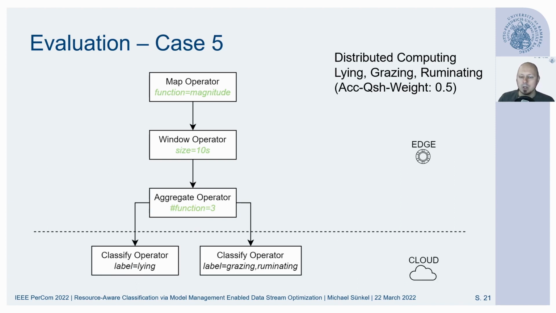For evaluation case 5, we further lower the accuracy query sharing weight to 0.5. Now accuracy and query sharing is equally important for the model set miner. The resulting operator graph shows that we have full pre-processing, segmentation, and feature alignment.